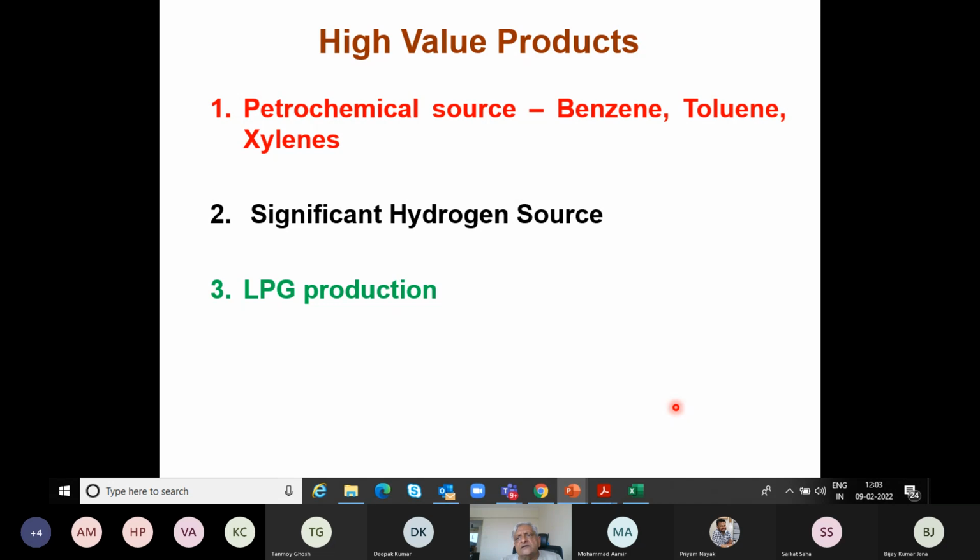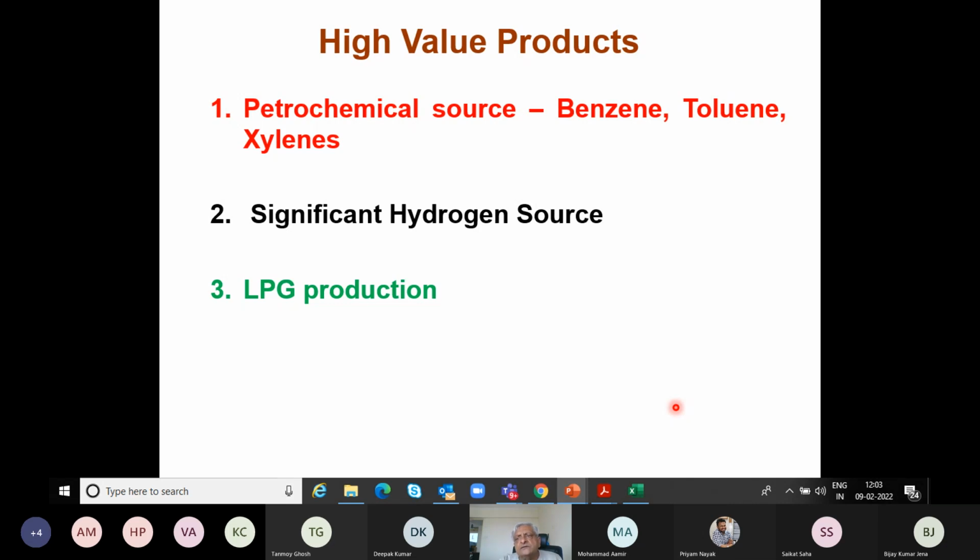And it continues to be so. I mean, people value the hydrogen as a byproduct from this unit. And also because of some cracking that happens in catalytic reforming at those temperatures, we get LPG. So LPG is also a byproduct from this unit.